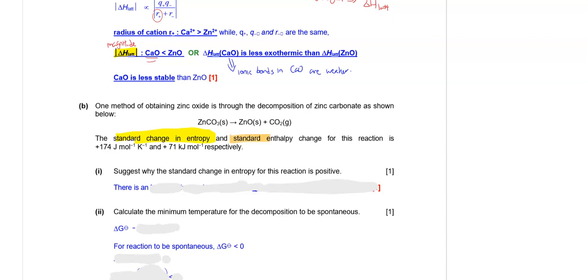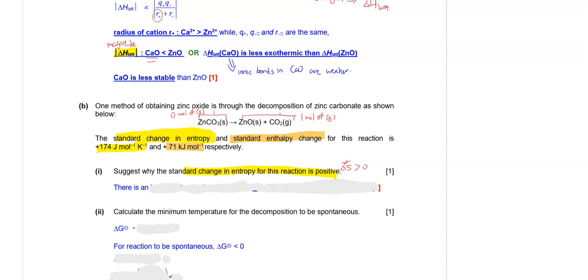and standard enthalpy change. This value here, entropy change here. So the question now asks you, why is the change in entropy positive? So in other words, why is delta S more than 0? Okay, so in this case, you can see the reaction. You have 0 moles of gas. At the end of this reaction, you have 1 mole of gas.